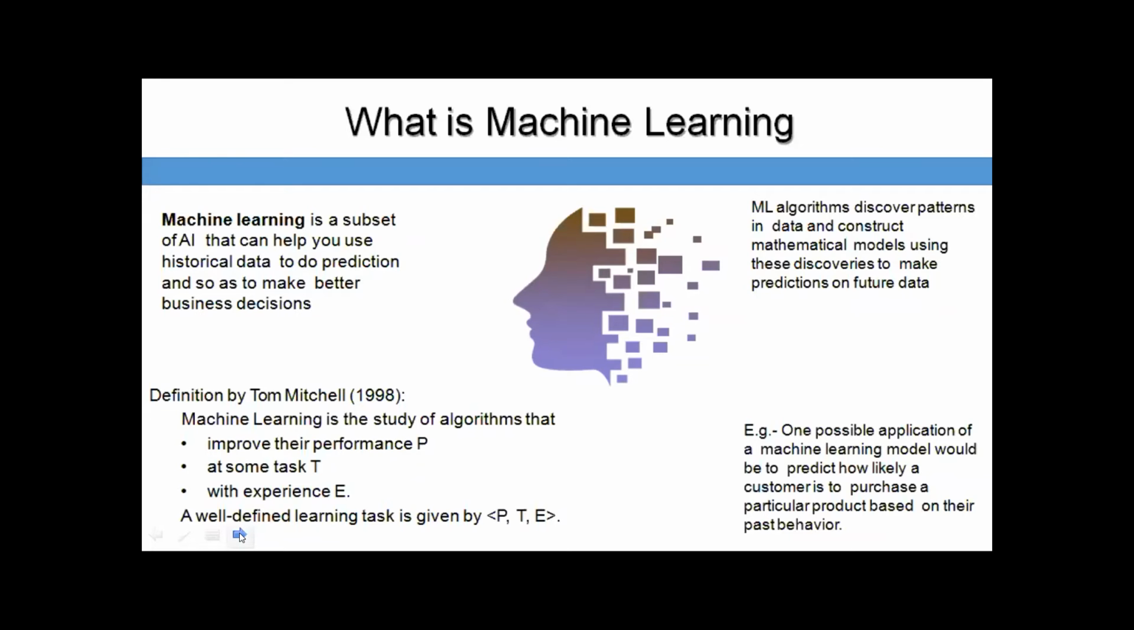With the definition of Tom Mitchell, we can say machine learning is a study of algorithms that improve their performance P at some task T with experience E. So a well-defined learning task is given by P, T, E. P is nothing but your performance, T is your task, and E is your experience. Experience is nothing but your data.